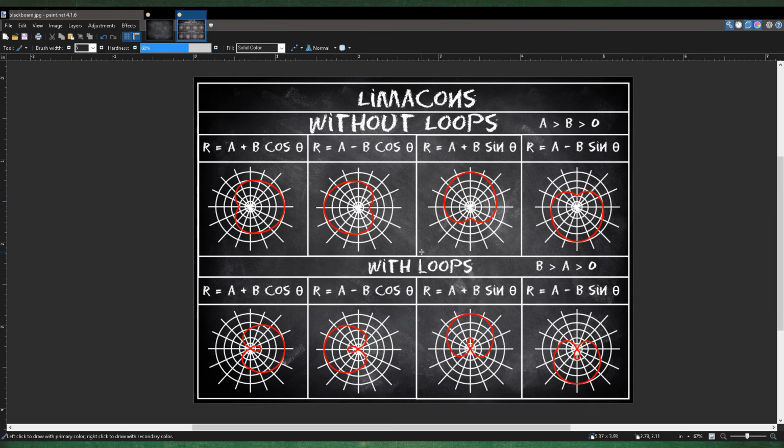And basically you could just use those symmetry tests again to start graphing. That's how you just use those symmetries, and that's how you memorize. And that's for limacons.